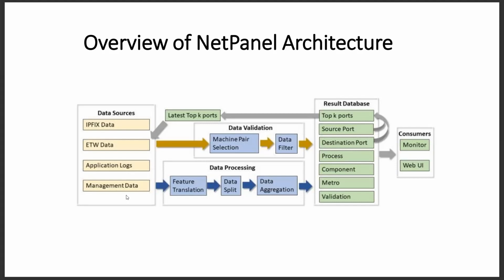And the data processing in NetPanel involves several steps. The feature translation is used to convert the data from different sources into a common format for better analysis. In the data split, large data sets are divided into smaller manageable chunks for efficient processing. And in the data aggregation, we combine the relevant data to get a more comprehensive view of the network traffic.